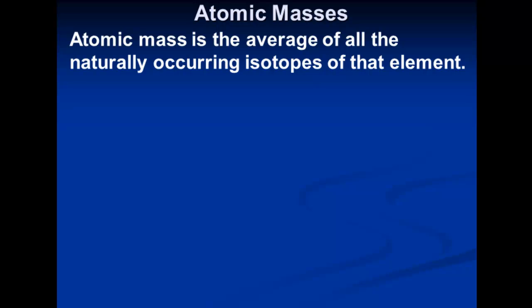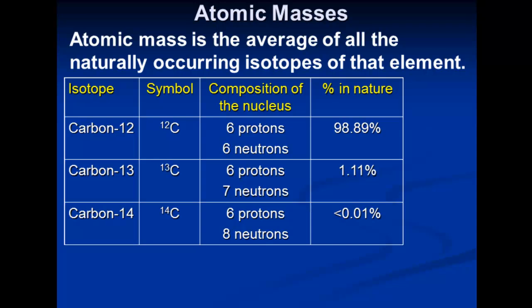Okay, so atomic mass is the average of all the naturally occurring isotopes of that element. And notice we said naturally occurring, so they're not taking into account anything that's man-made in the lab. Okay, so just the ones that we find out in nature that you would typically deal with. Okay, so let's do another problem.